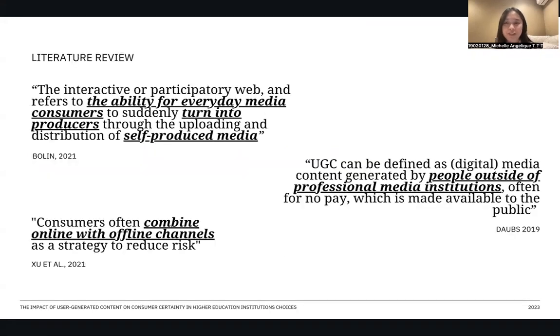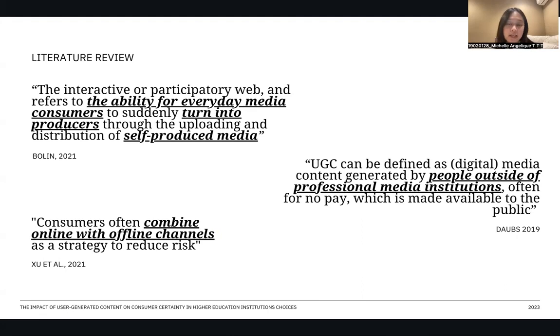Supporting the study, preliminary studies are done from prior research on similar studies: studies on user-generated content, higher education marketing, consumer certainty, and quality assurance. Quoting from three main prior studies, Rowland in 2021 mentions that the interactive or participatory web refers to the ability for everyday media consumers to suddenly turn into producers through the uploading and distribution of self-produced media. And citing from Dobbs in 2018, UGC can be defined as digital media content generated by people outside of professional media institutions, often for no pay, which is made available to the public.